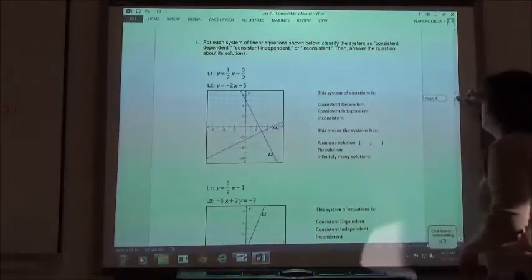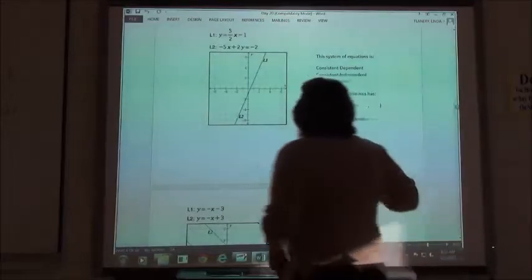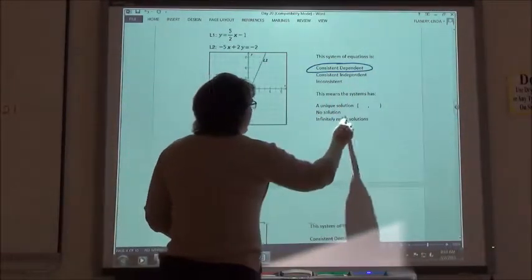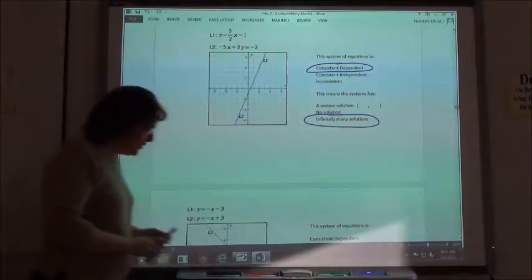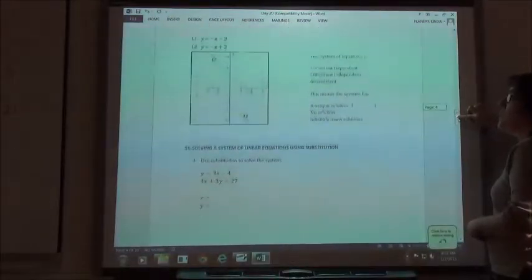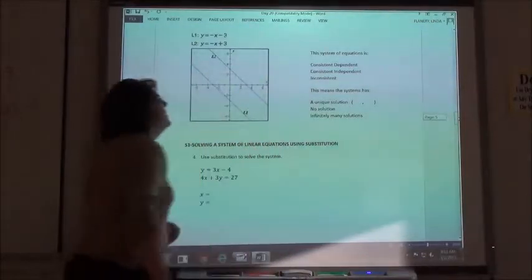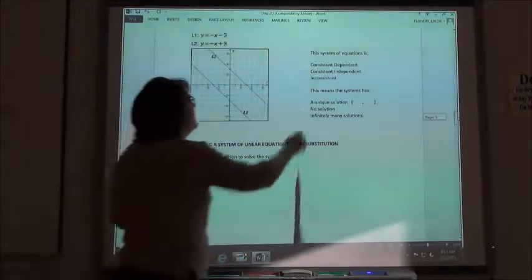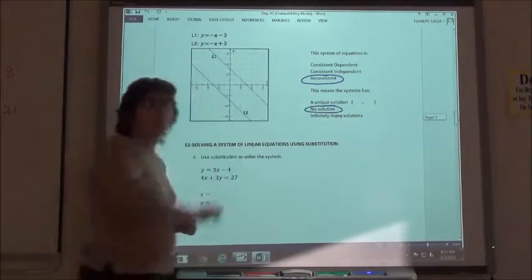The second part of number 3 is which kind? Consistent dependent, and has infinitely many solutions, because every point on line 1 also is on line 2. And then the last one on number 3 is inconsistent, and has no solution, because they're not going to touch each other.